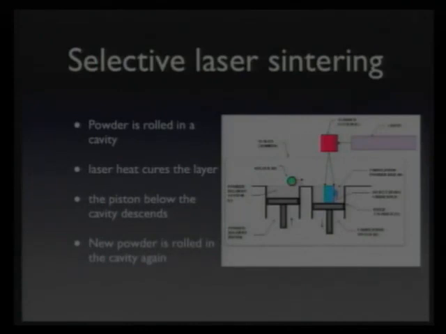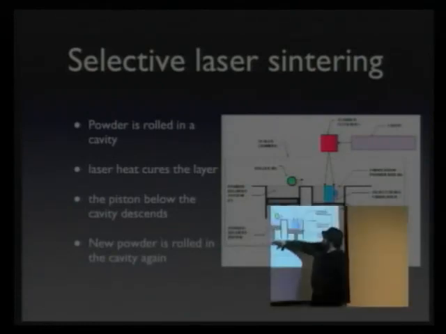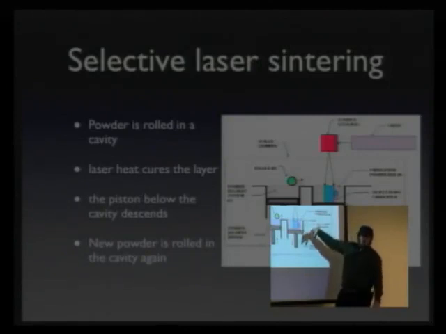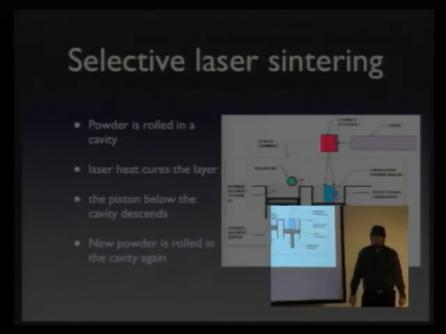So you have two pistons, and there's a lot of powder in there. You move this piston a little bit up, so you get a certain amount of powder on it. Then you roll it over into the other one, which has a small cavity here, and it will fill it up until the top, and then you write with your laser on it and basically weld it together.